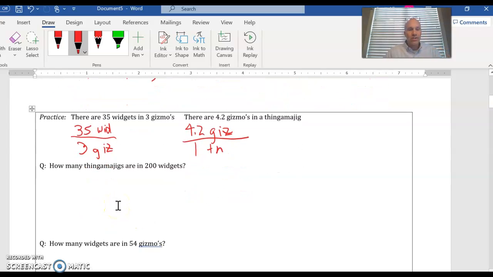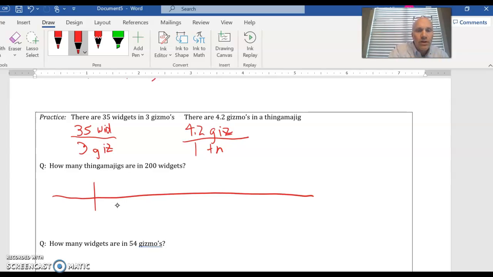Now there are 2 questions that we're going to use these relationships in. How many thingamajigs are in 200 widgets? We're going to start off with our crossbar. So draw this line that goes horizontally, and we're always going to start with what the question provides. This question provides 200 widgets, and we're never going to have anything down here. So keep your eye on the prize. We want to get to thingamajigs. Where's thingamajigs? It's right here.